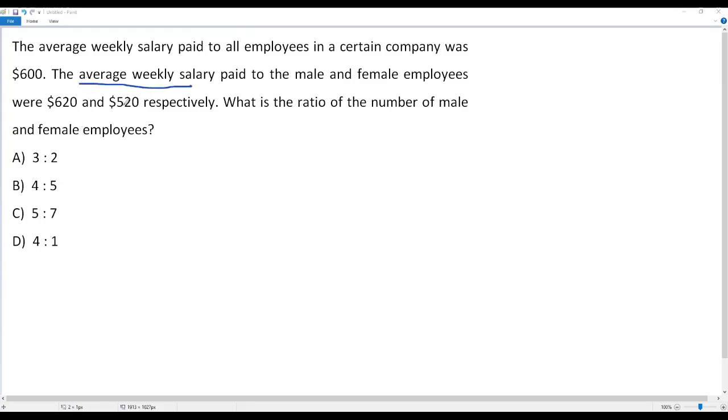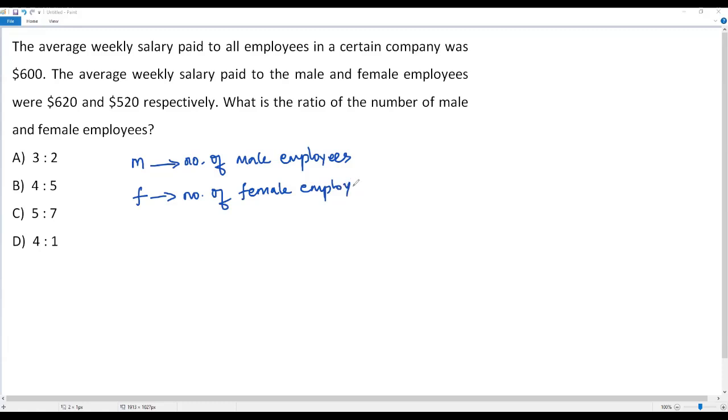Okay, so this information says that the average weekly salary paid to male employees was $620 and the same for female employees was $520. Since we have to find the ratio of the number of male employees and female employees, let me assume M as the number of male employees. M represents the number of male employees, and F represents the number of female employees.